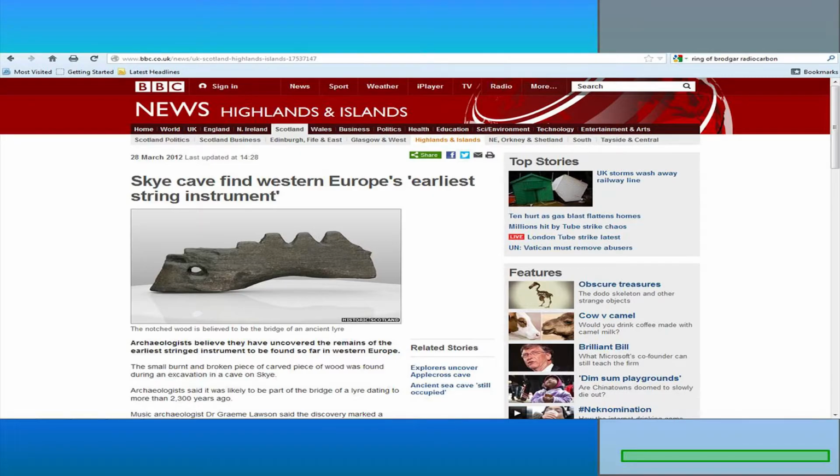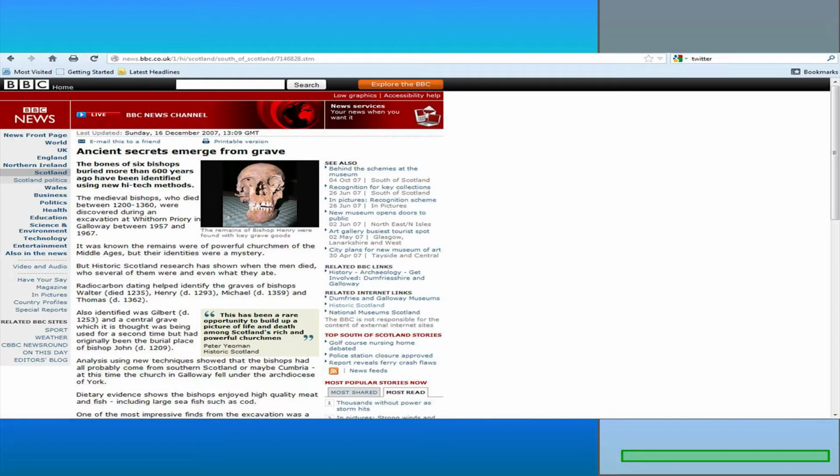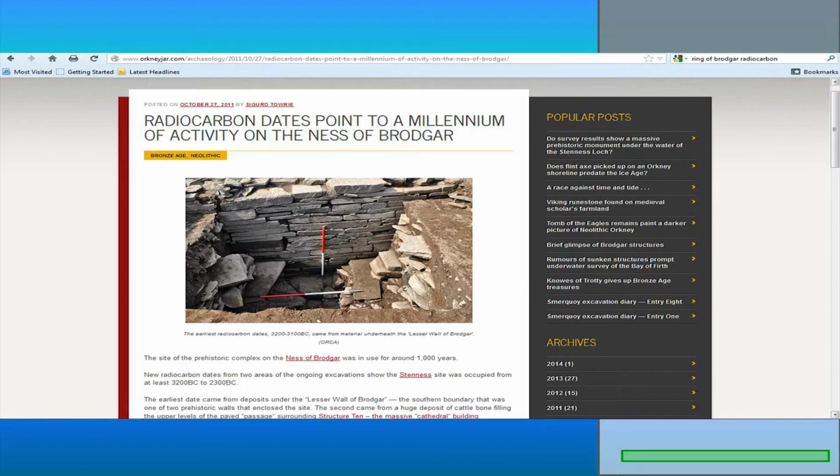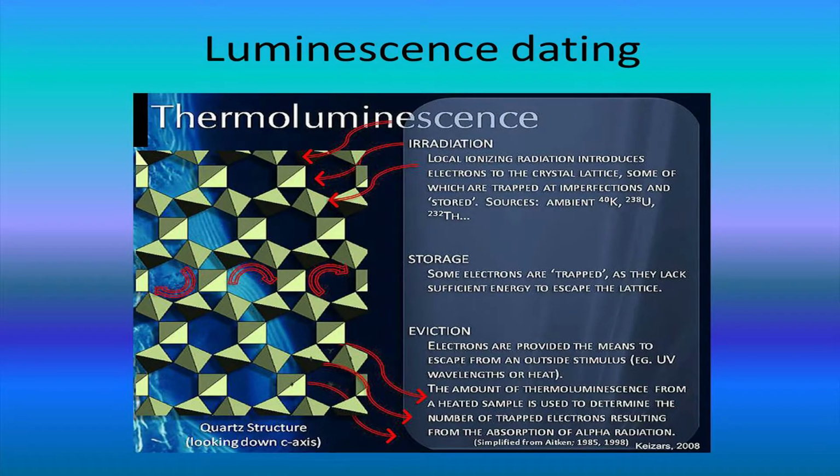We helped identify the oldest stringed instrument in Europe, which was found in High Pasture Cave in Skye. We identified and dated the bishops of Whithorn Priory. And we did some work at the Ness and Ring of Brodgar, looking at its relationship to when Stonehenge was built, and found it was earlier. Now, these techniques aren't always used in isolation. For example, at Brodgar here, we did use some other techniques which are not so suitable for C14, and one of these was luminescence dating.